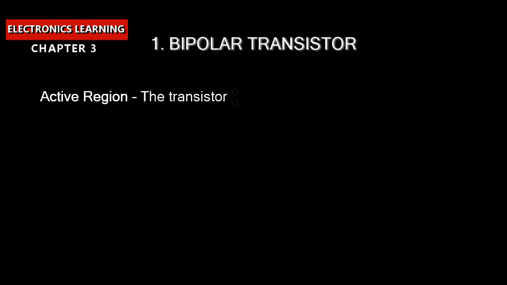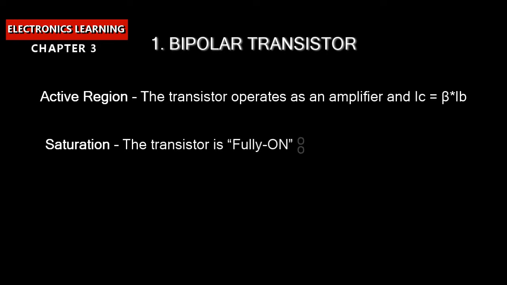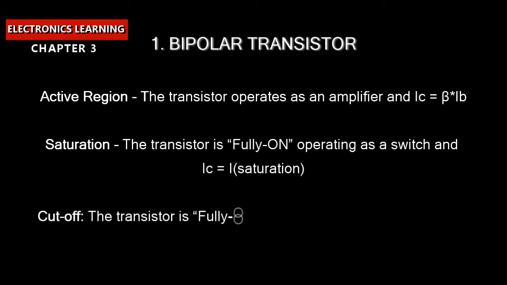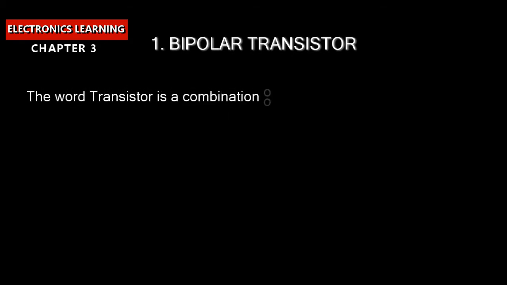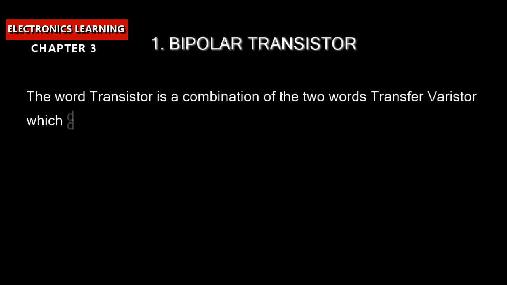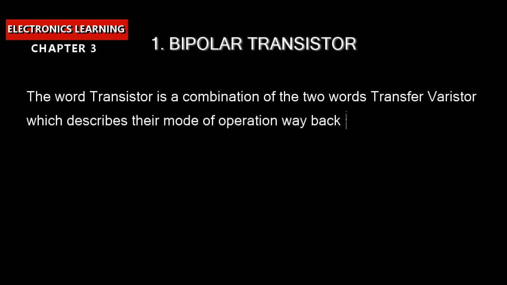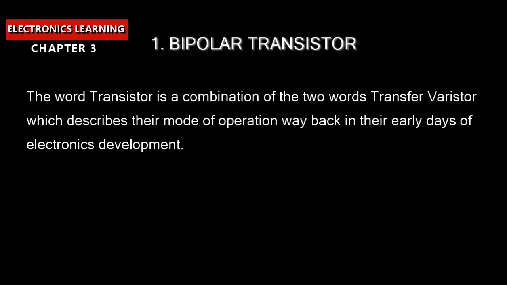Active region: the transistor operates as an amplifier. Saturation: the transistor is fully on, operating as a switch. Cutoff: the transistor is fully off, operating as a switch. The word transistor is a combination of two words, transfer and resistor, which describes their mode of operation way back in their early days of electronics development.